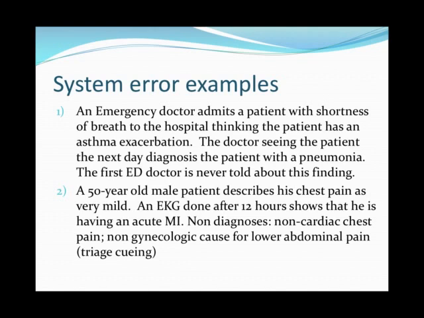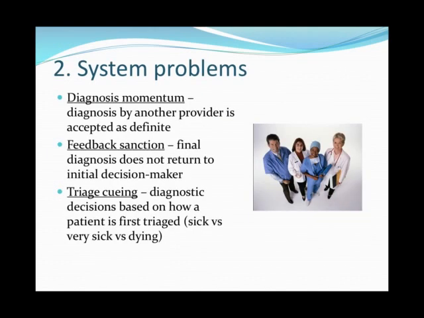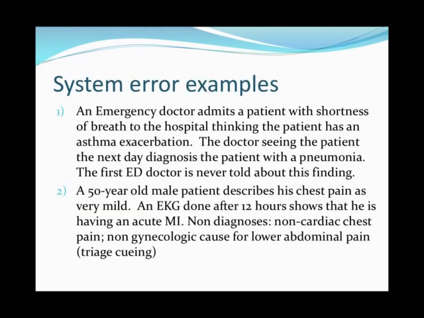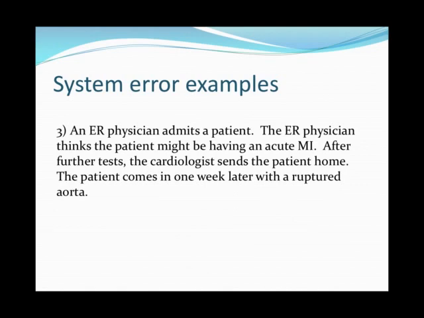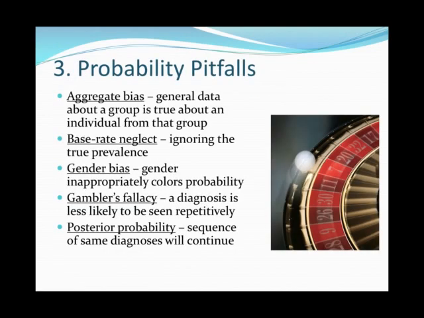So here, we're thinking about diagnosis momentum, because the first diagnosis of a possible MI was really accepted as definite or most likely by the cardiologist, and the cardiologist didn't really think. He just focused on the MI. He thought, okay, this person does not have an MI or a heart attack, but he wasn't thinking about a ruptured aorta or a dissecting aorta that might be happening because he was affected by the first diagnosis from the ER.